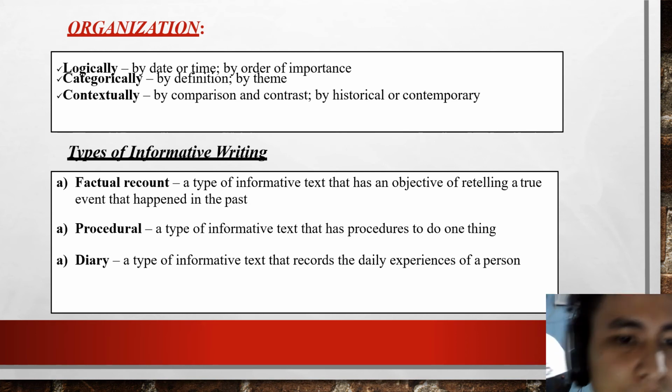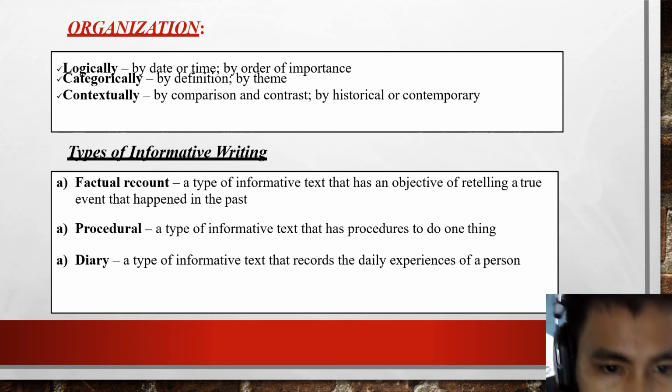So, types of informative writing. First, factual recount. A type of informative text that has an objective of retelling a true event that happened in the past. Procedural, a type of informative text that has procedures to do one thing. Diary, a type of informative text that records the daily experiences of a person.